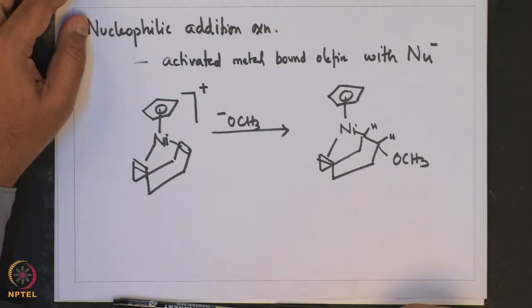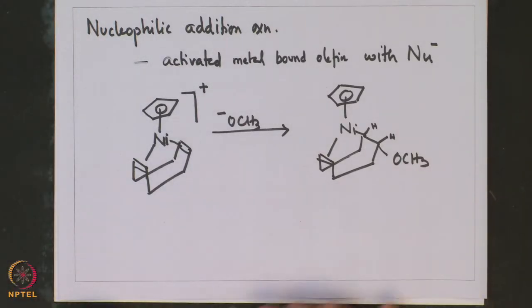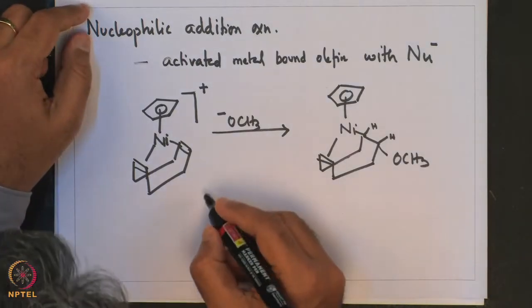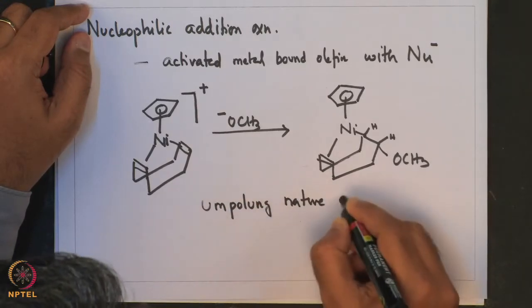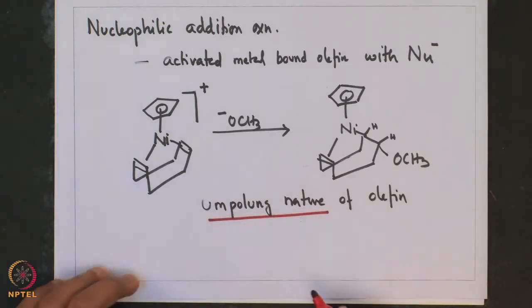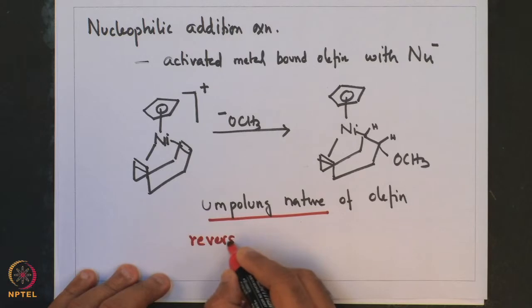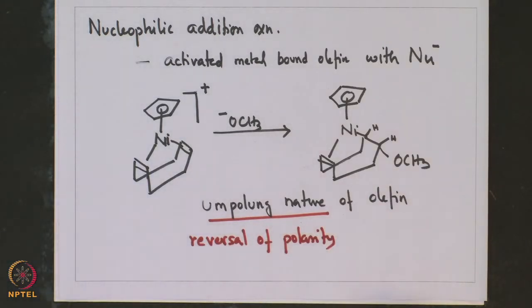So, a methoxide nucleophile can attack an activated olefin, giving rise to a complex like this, and this talks about the umpolung nature of olefin. So, umpolung reactivity is a very important concept, which means reversal of polarity, and that has been very cleverly exploited in organometallic chemistry for synthesizing transition metal sigma alkyl complexes.